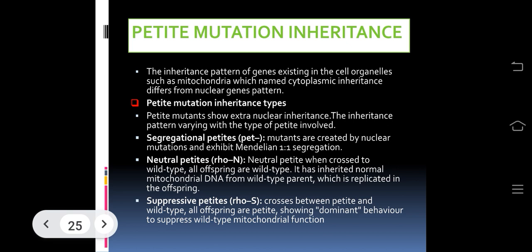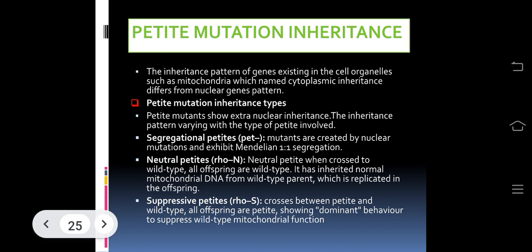Petite mutation inheritance. The inheritance pattern of genes existing in cell organelles such as mitochondria, named cytoplasmic inheritance, differs from the nuclear gene pattern. Petite mutation inheritance types. Petite mutants show extranuclear inheritance. The inheritance pattern varies with the type of petite involved.